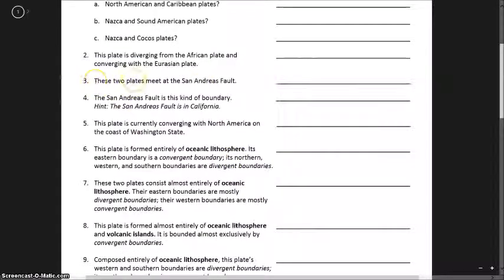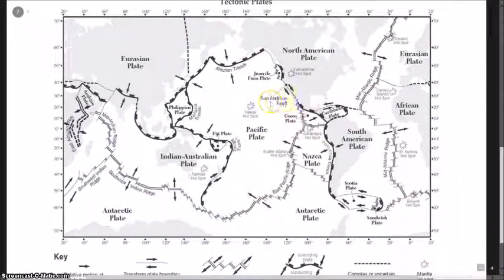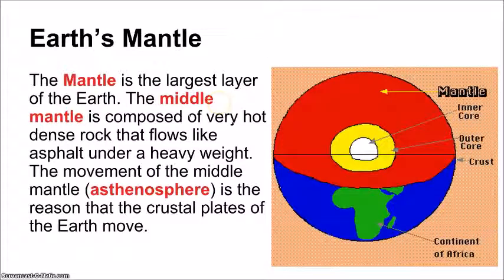So like this one, these two plates meet at the San Andreas Fault. That's number 3. So then I would look for the San Andreas Fault. There it is. And the two plates that meet there are the Pacific Plate, which is this big piece here, and the North American Plate, which is this piece here. So they meet there and slide past one another. So that was the assignment. That was a nice segue, but let's get back to our diagram that we're doing here.